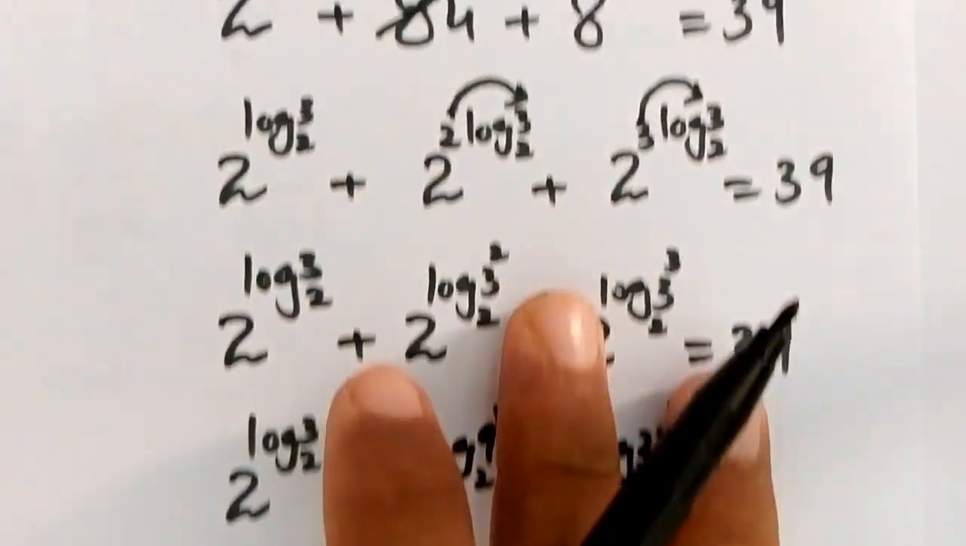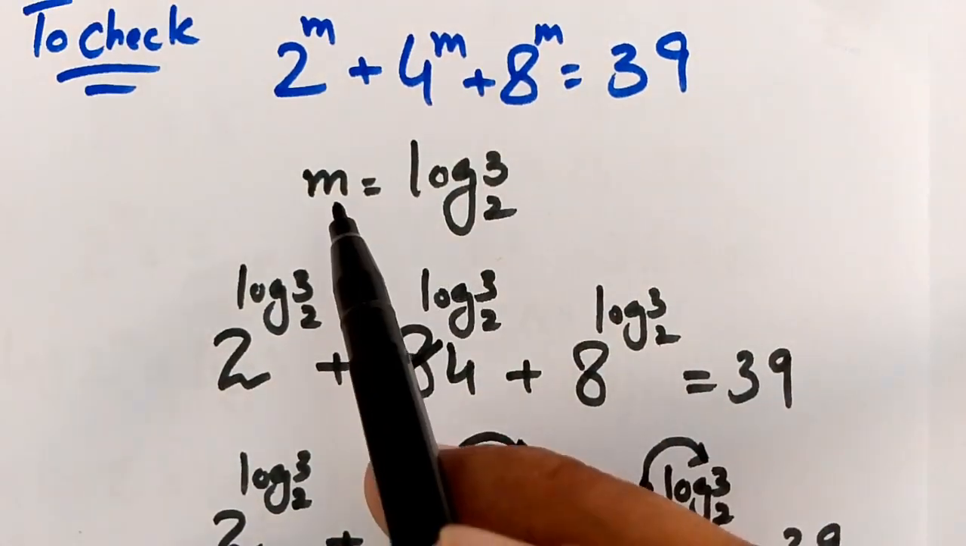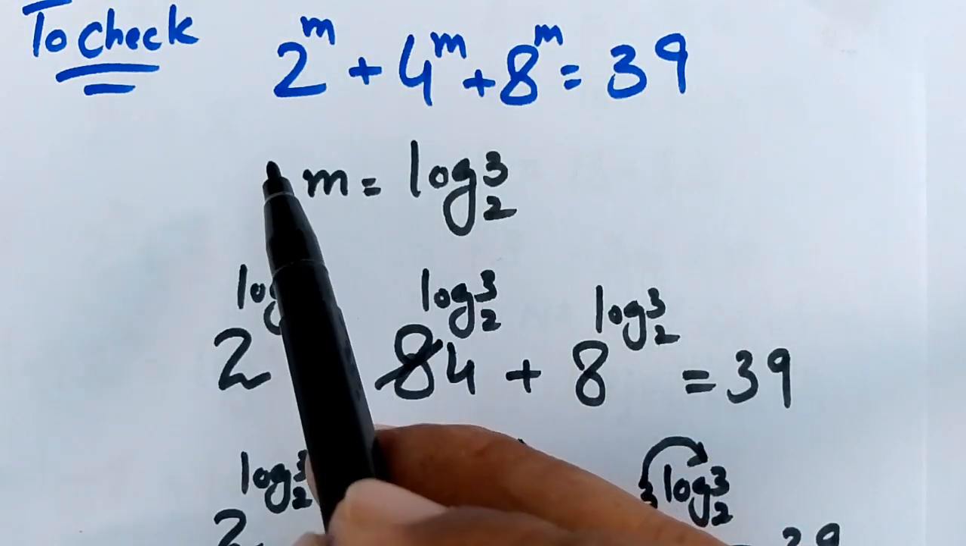So here the value of m is equal to log of 3 with base 2 is the correct answer of this interesting question.